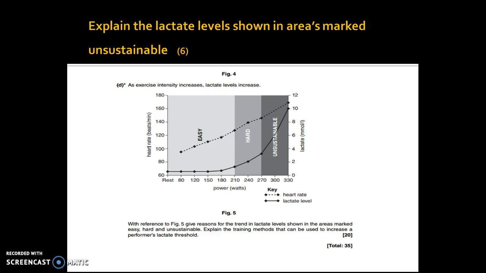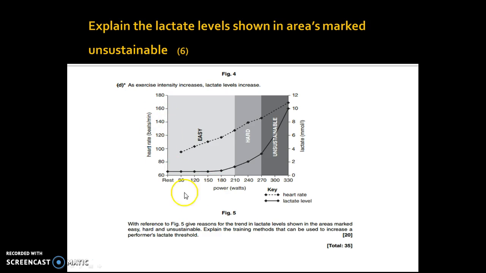So for this one, when it's unsustainable, we need to explain the lactate levels. Straight away, people just lose the plot when they see that, and I get it, because when I first saw it, I lost the plot. What we're looking for is this lactate level here. It's in millimole, so we have to look at how much lactate has accumulated in millimole there. Then we've got the power or heart rate here.